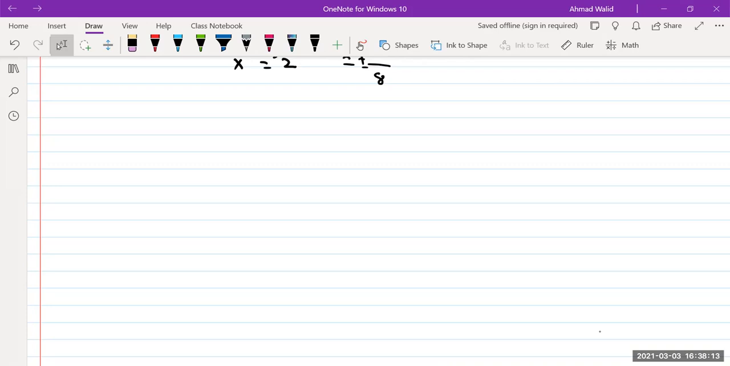There are, I'm sure, a lot of problems in the homework of this section. Of course, I assigned a few of them for you. If it's not enough, you can take some more problems and solve them, but usually I assign a few problems from each section.